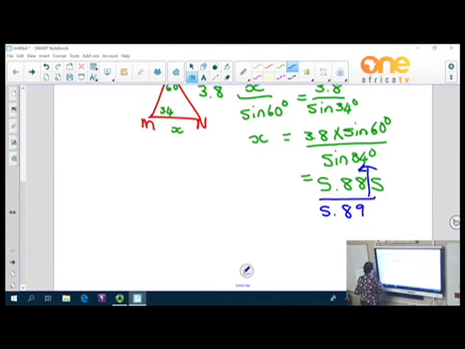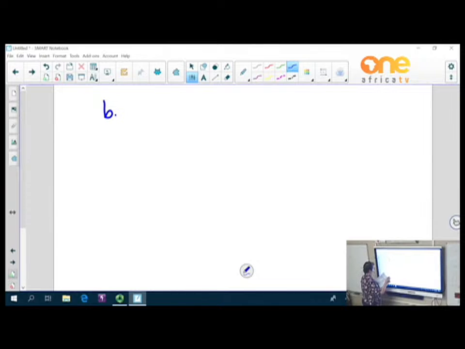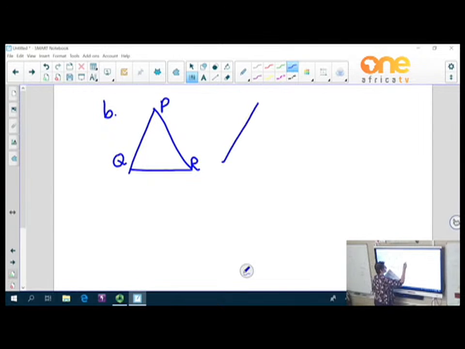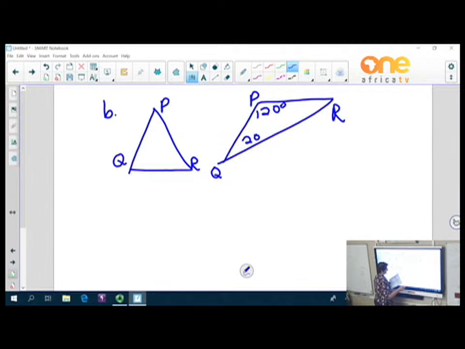5.89. Right, number B. Try now 27. Again, we're drawing the triangle PQR. Now, if I look there, I see that P is actually 120 degrees, so perhaps we can rather draw it like this. That one is 120 degrees, R, and this is then Q. Angle Q is 20 degrees, and PQ is 57 centimeters, and I have to find RQ. That is what I want to calculate, RQ.